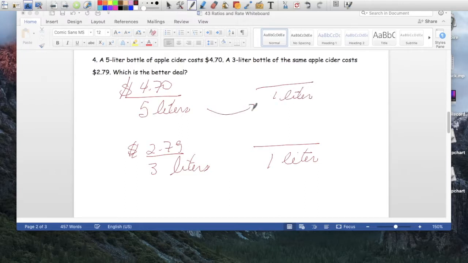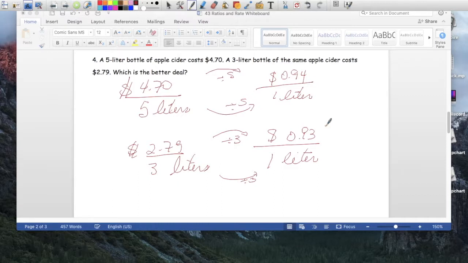So here it's divide by 5, and 470 divided by 5 is 0.94, I believe. And if I divide this by 3 to get 1, I get 0.93. So the 5 liter bottle is a little bit more expensive, and is it really? Wow. So let me just make sure. 0.94 times 5.